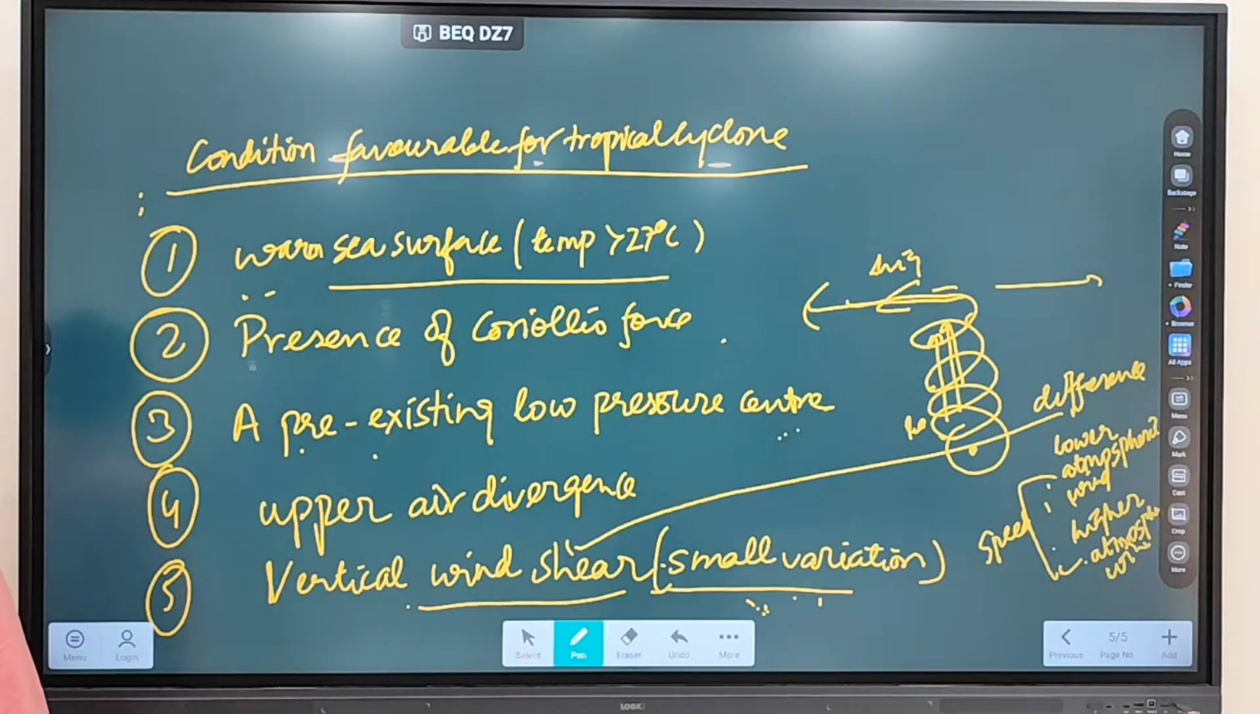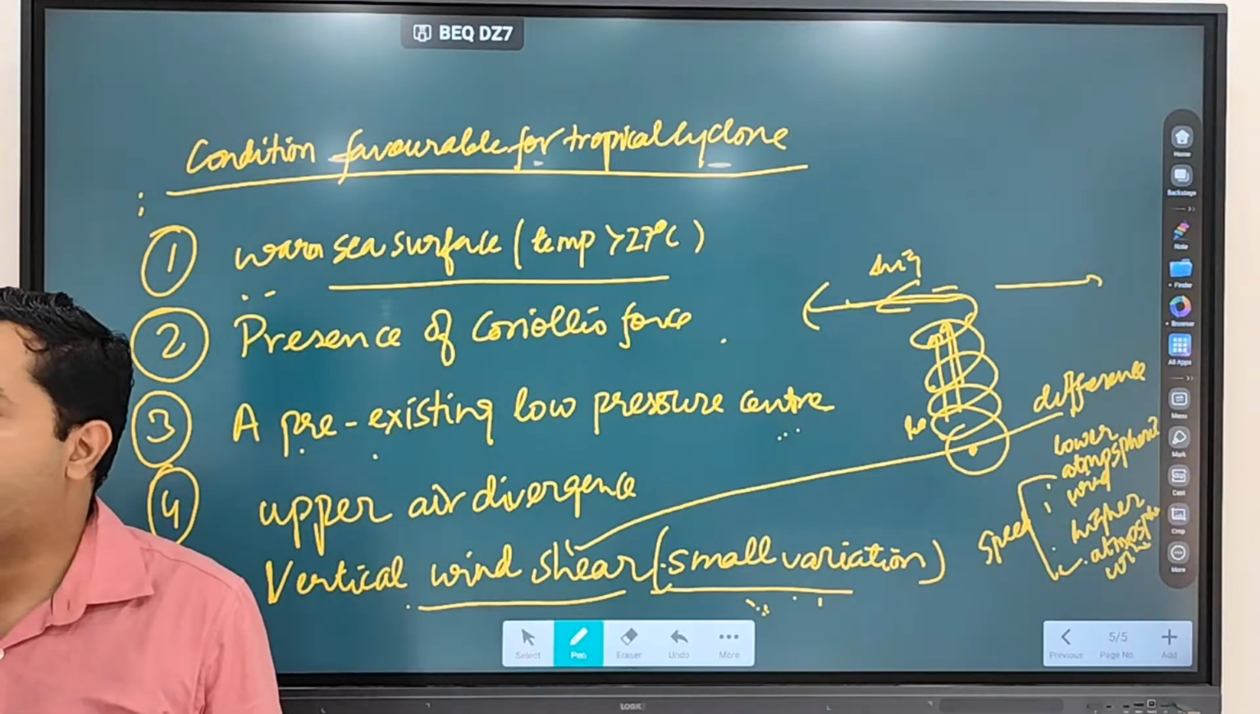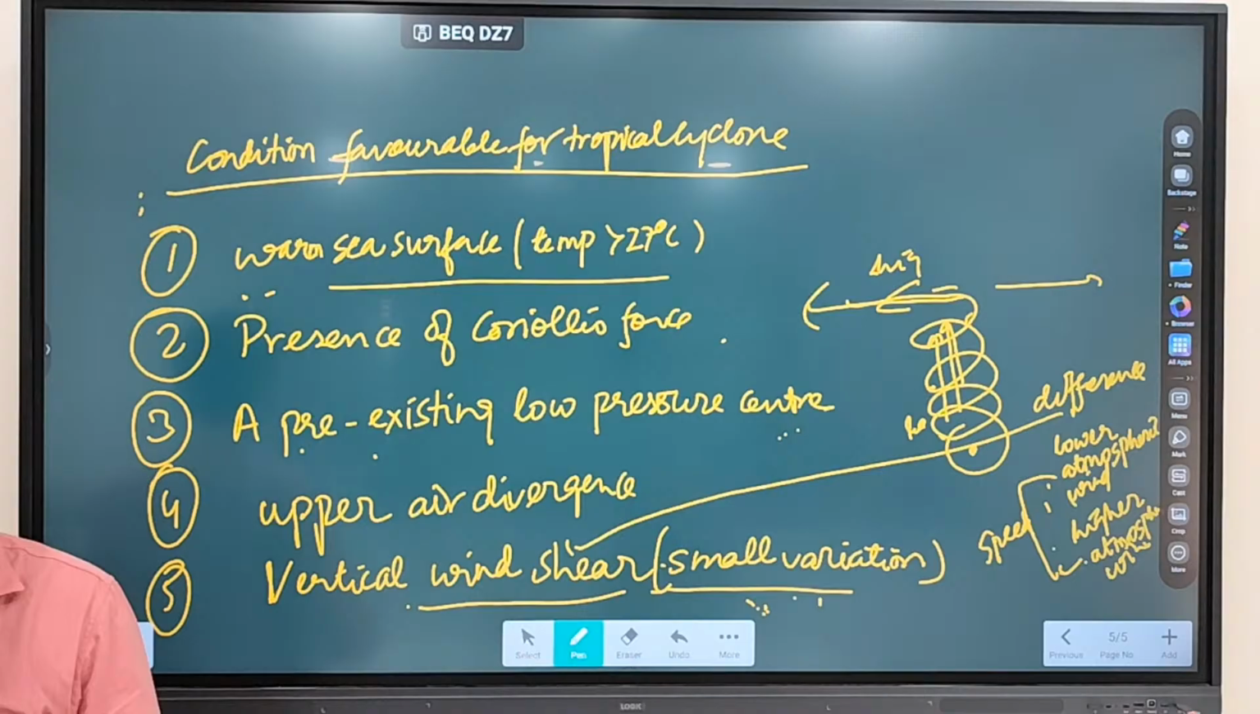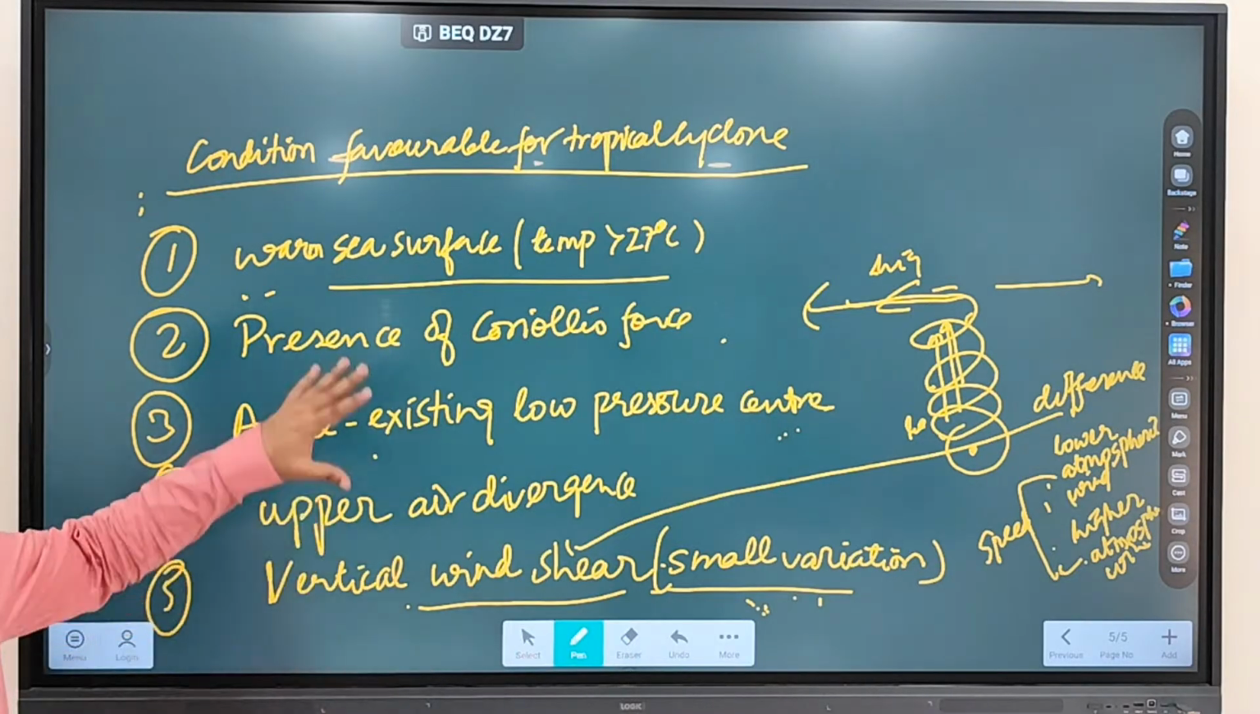What is the definition of a tropical cyclone? These are violent storms originating at the oceans, moving from the ocean to the coastal areas, and causing destruction. Why is it causing destruction? Due to squall, storm surge, and torrential rainfall. So those are the reasons why it causes destruction.